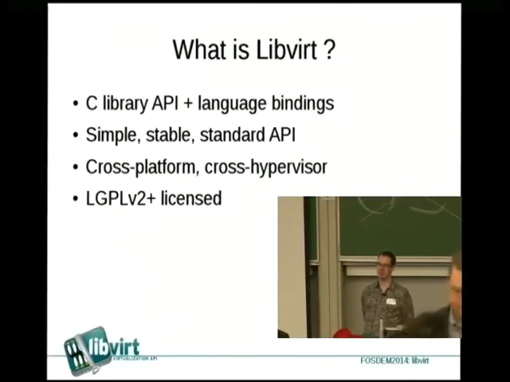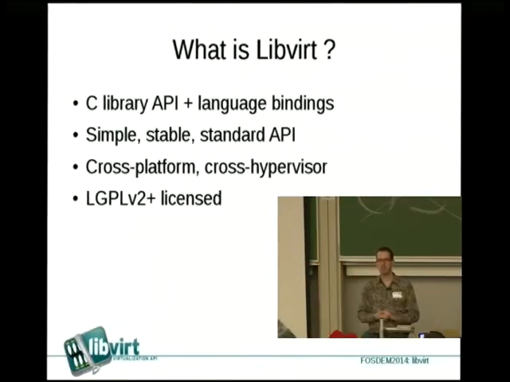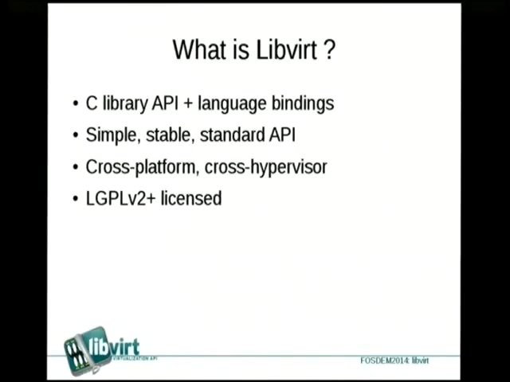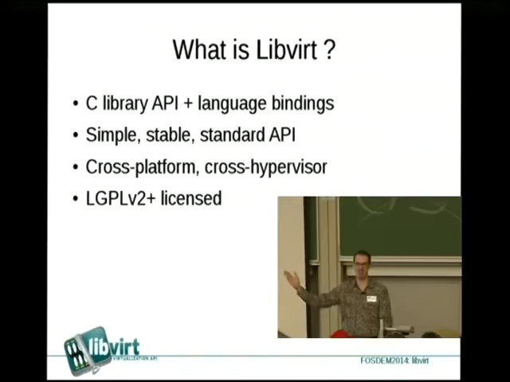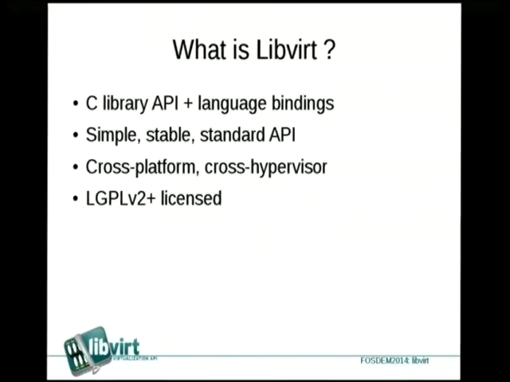One of our big selling points is that we are a stable API, and that means in the entire 8 years that Libvirt has been going, we've never broken the API in an incompatible manner. So if you write an application today, the goal is you should be able to run that same application against Libvirt in 10 years' time without problems. It's a cross-platform API, and it's a cross-hypervisor API.